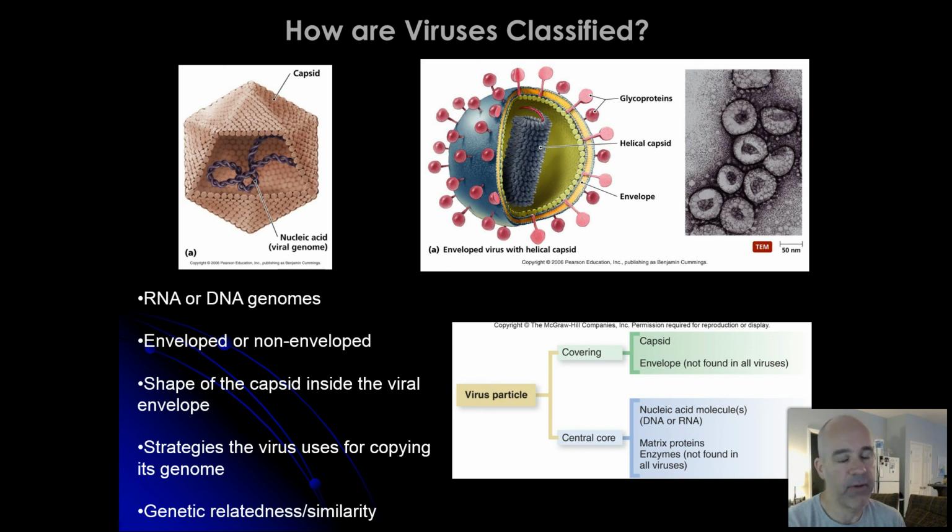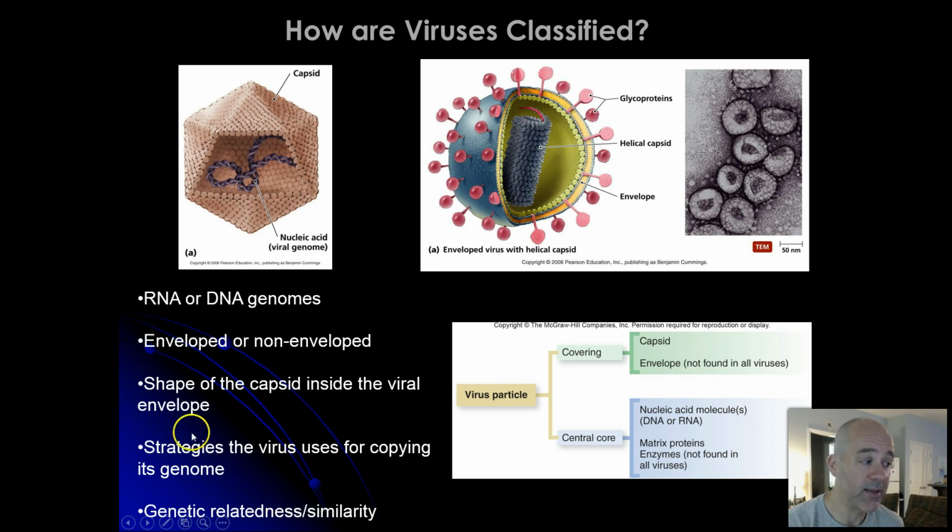But classically, how viruses have been classified is based on, okay, this genome on the inside, is it RNA or DNA? Do they have envelopes, yes or no? Some viruses just have this capsid shell and that's it. Some have this phospholipid bilayer, and some are going to have some additional layering in between, like that green matrix we were talking about a few minutes ago. What is the shape of the capsid? Capsid shape has been used to help classify viruses. Strategies the virus uses for copying its genome, we'll take a look at some examples of those shortly.